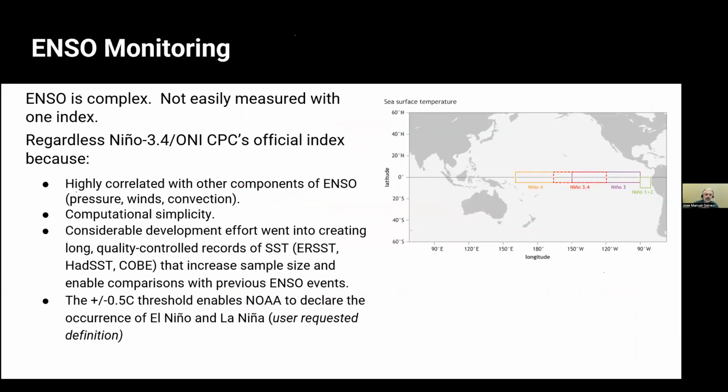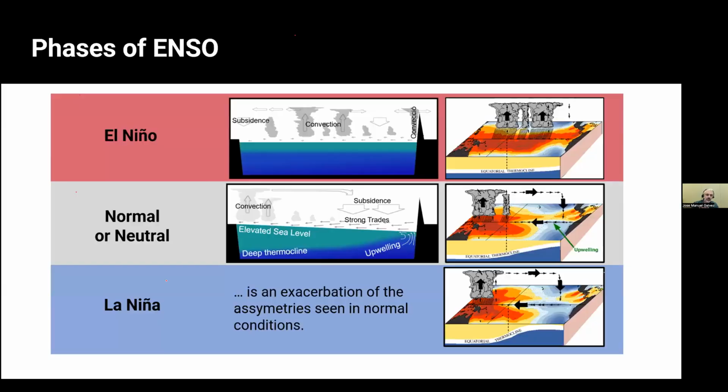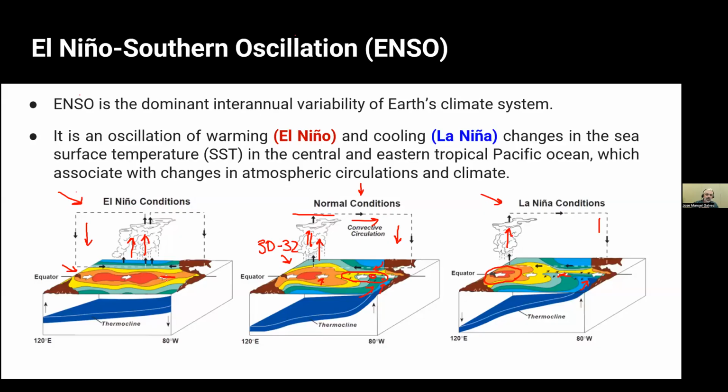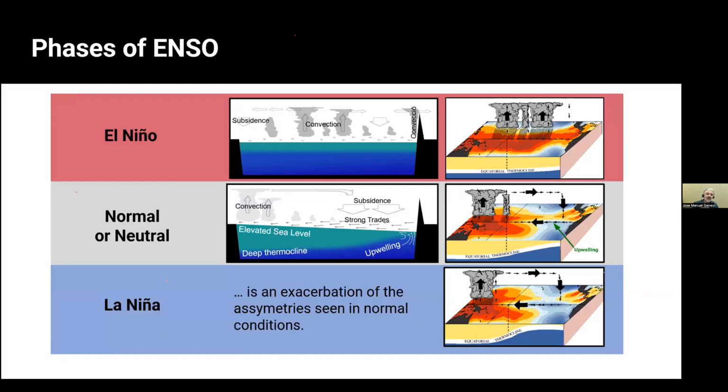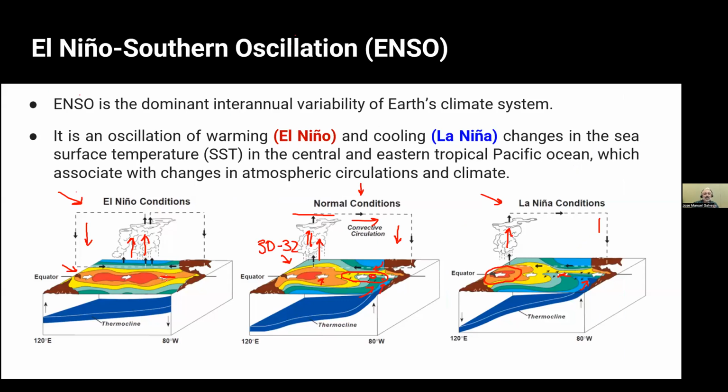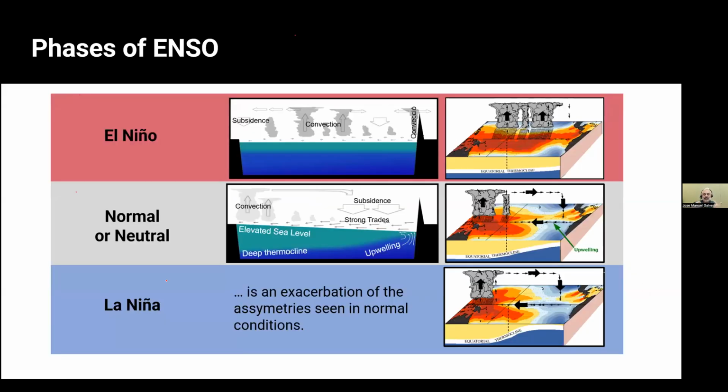Okay, let me go back to the previous slides. As you see, I'm taking a long time to present, but we're going to get there. All right. So we're talking about the three phases of El Nino. This is the same thing, but looking at it differently. Normal or neutral, this is what we have. Then El Nino is when everything changes location, and then La Nina is an exacerbation of neutral conditions. So this is a summary of the three main phases of El Nino.